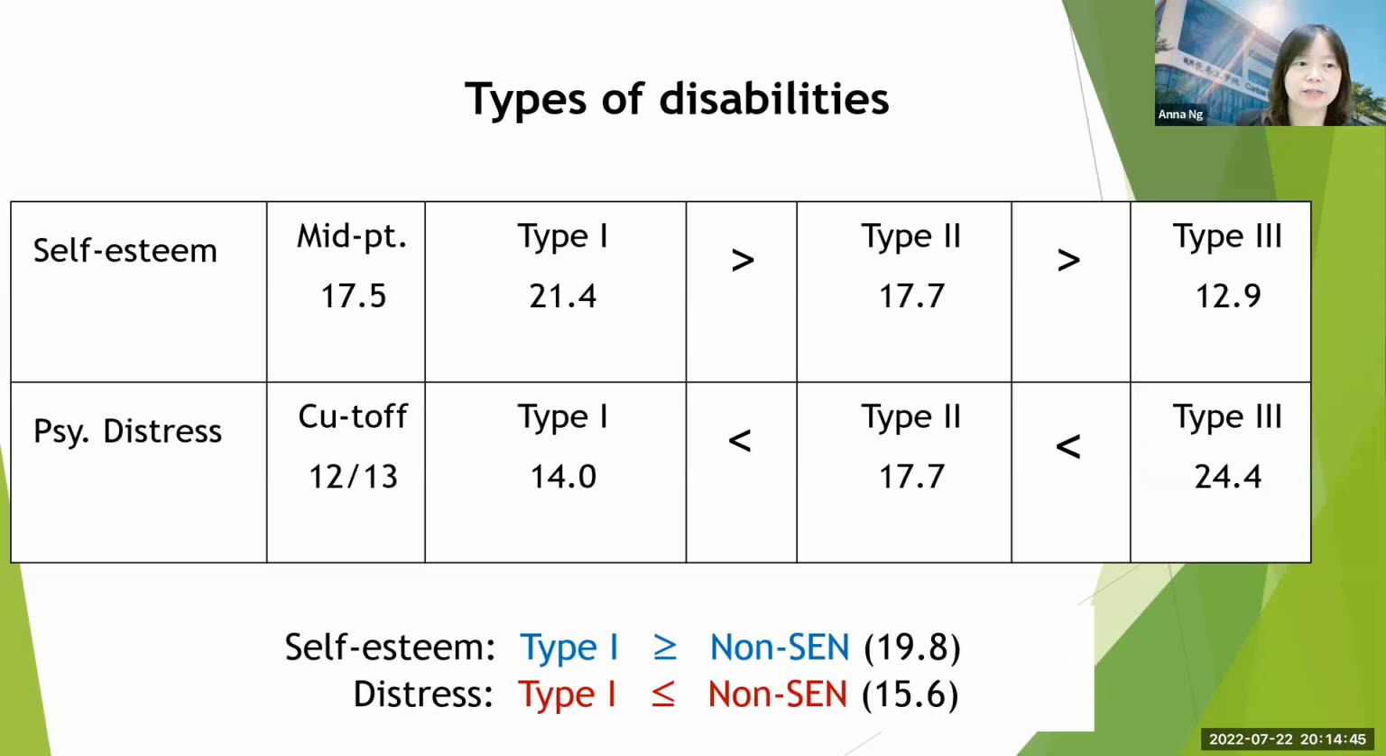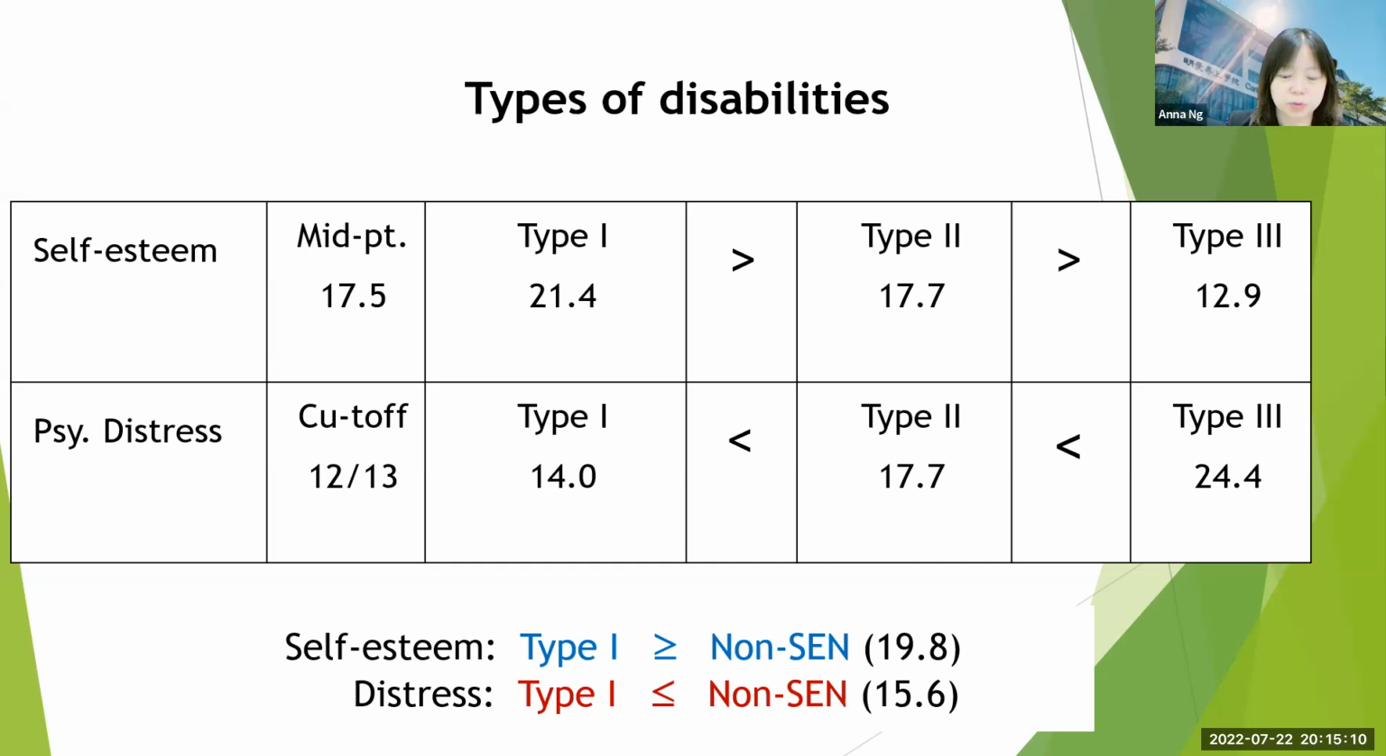So what are the findings then? The result shows that for type 1 students, their self-esteem is greater than non-SEN, and their distress level is lower than non-SEN. So this is a very surprising finding for us.